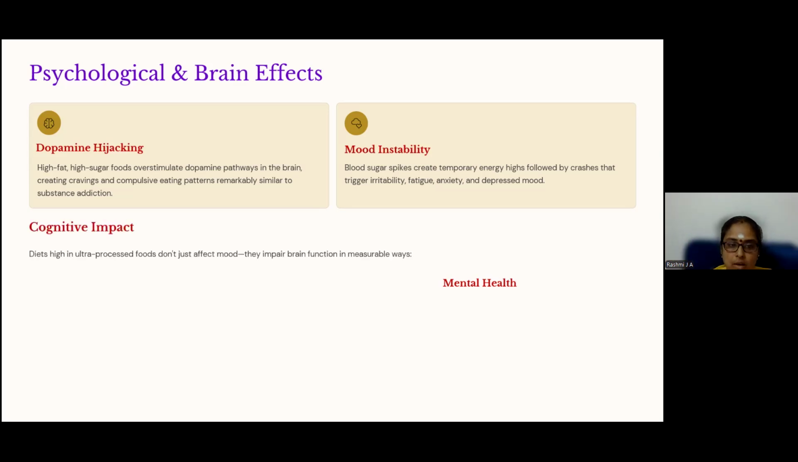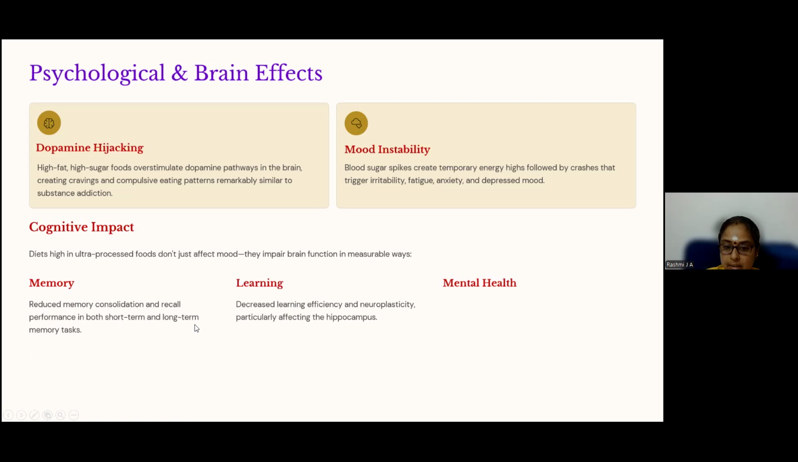Then, cognitive impact. Ultra processed foods don't just affect the mood, they impair brain function. What they do: reduced memory consolidation and recall performance in both short-term and long-term memory tasks. Then learning: decreased learning efficiency and neuroplasticity.